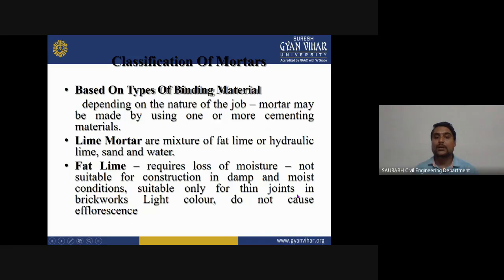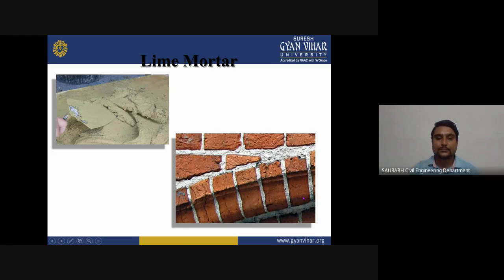Mortar may be made up using one or more cementing materials. It may be lime material. As we know, lime mortar is a mixture of fat lime or hydraulic lime, sand and water. Fat lime requires loss of moisture, is not suitable for construction in damp and moist conditions, and is suitable only for thin joints in brickwork. Light color does not cause efflorescence.